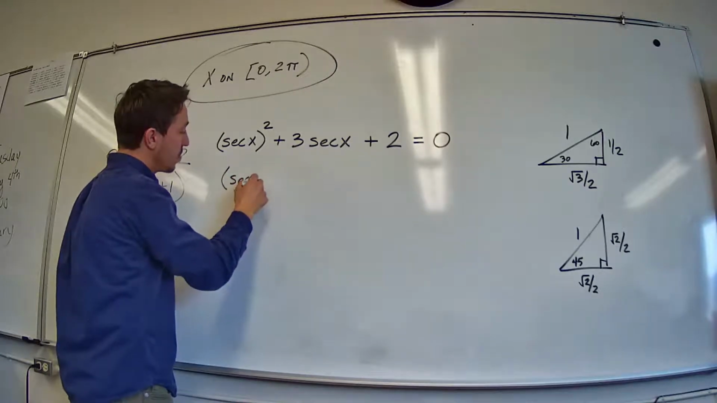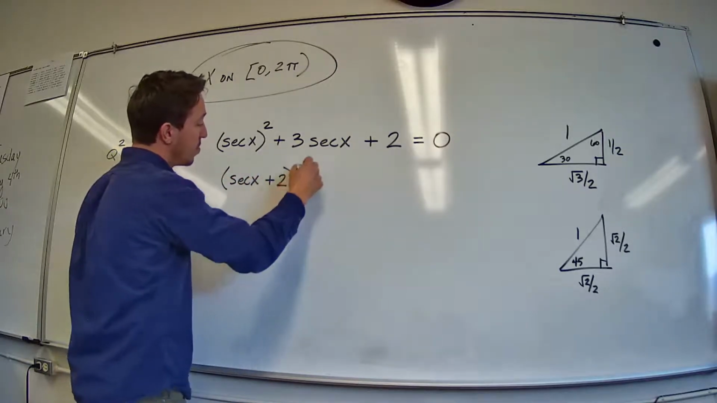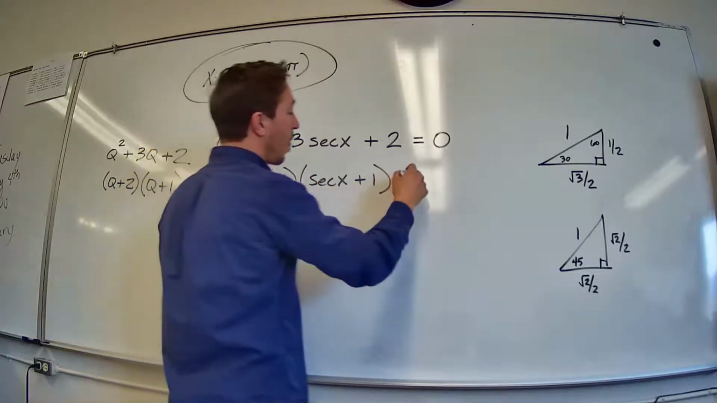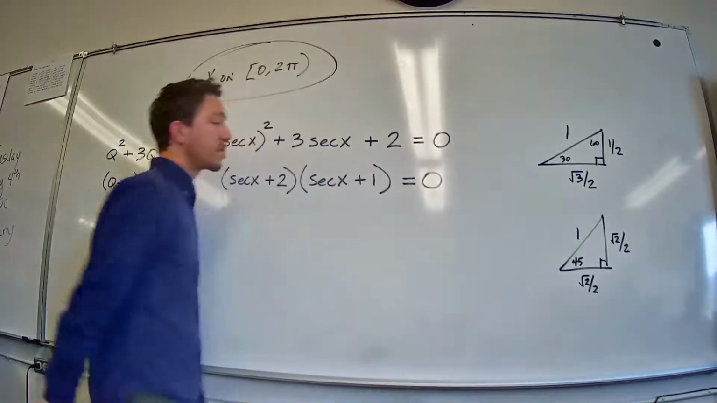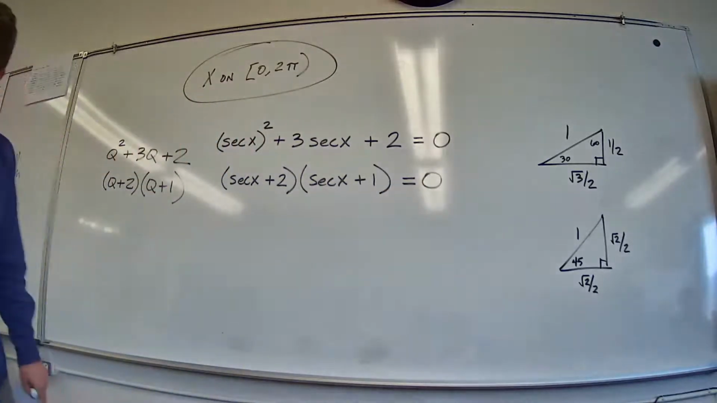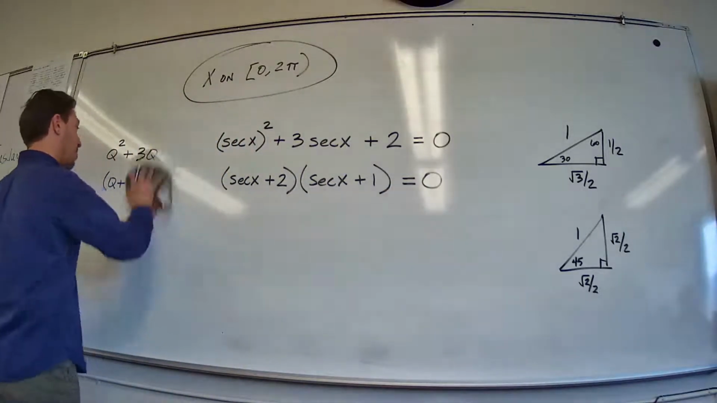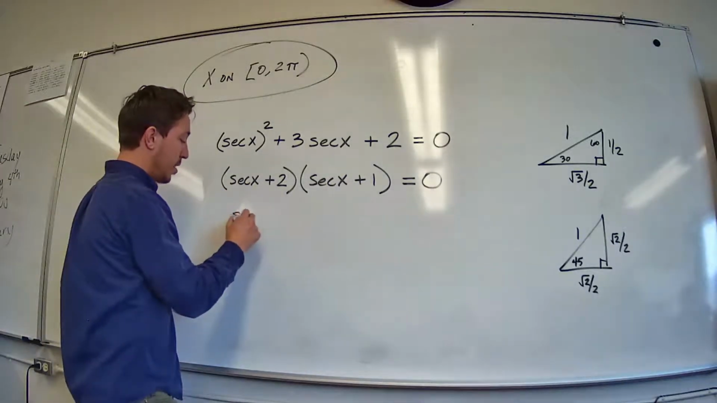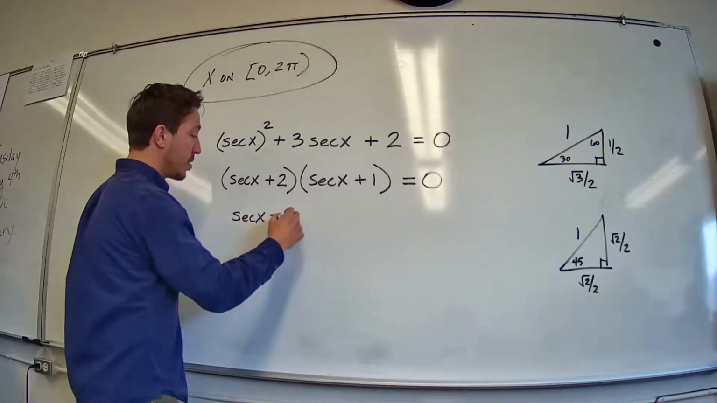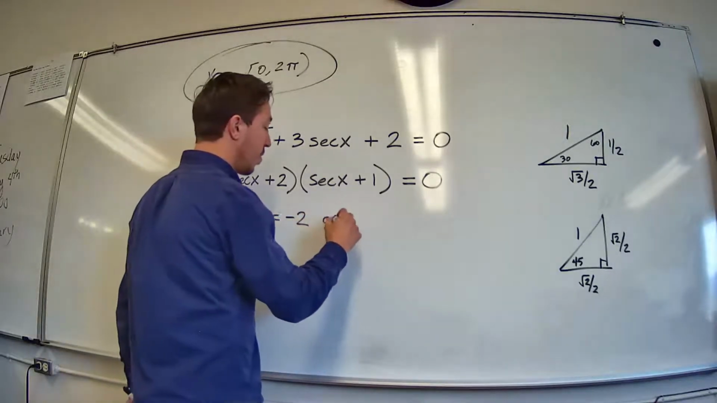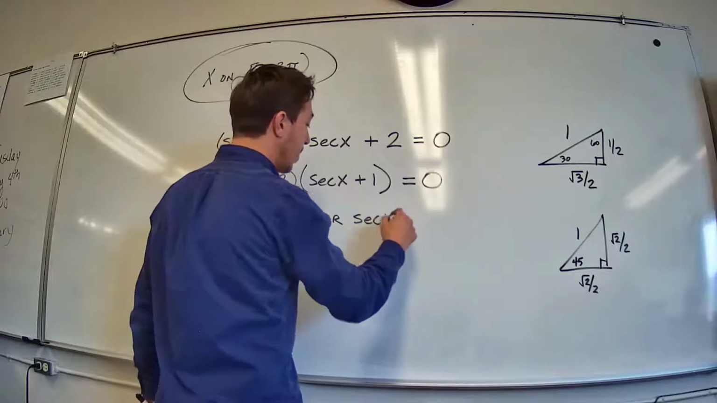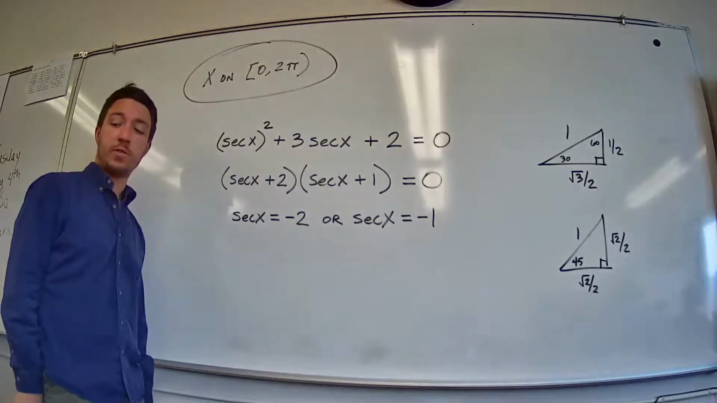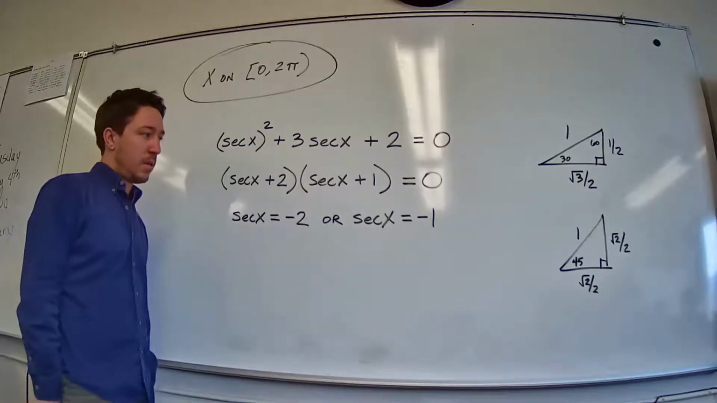Secant of x plus 2, secant of x plus 1, equals 0. Okay. So there's two possibilities. Either your secant value is -2, or your secant value is -1. One of those must be true.